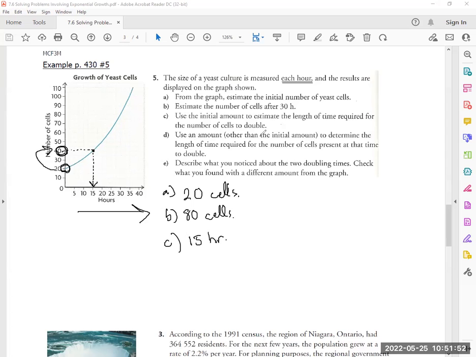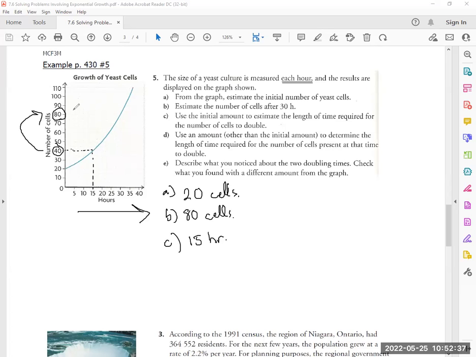Use an amount other than the initial amount to determine the length of time required for the number of cells present at that time to double. Oh, okay. So use another situation. So I'm going to choose a random number for you. I'm going to do 30. You know what? Forget the 30. Why not just use the 40? You already established that 40 was at 15 hours. If I want to go from 40 to 80, in other words, if I want to double, how much time did it take?